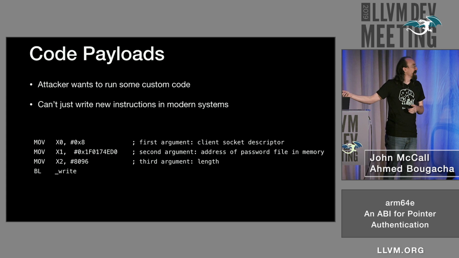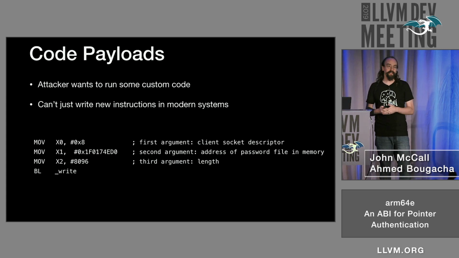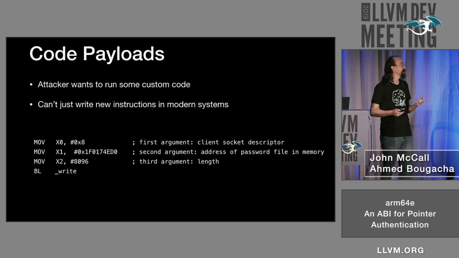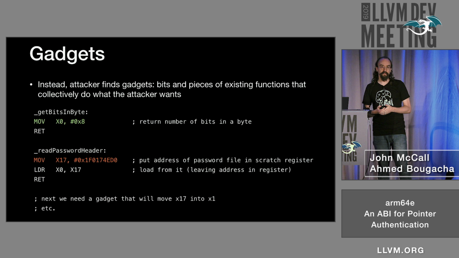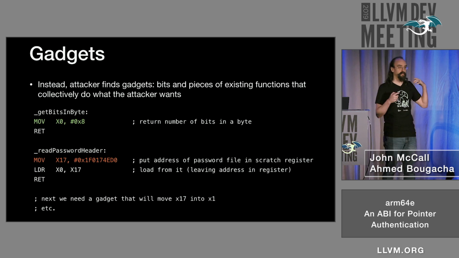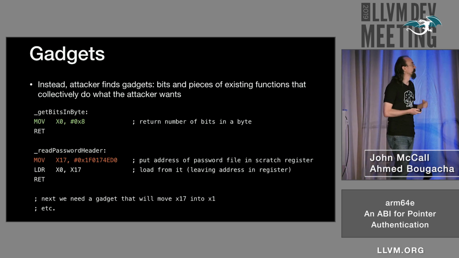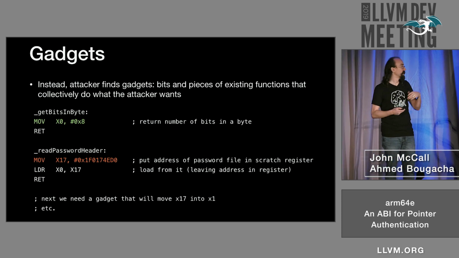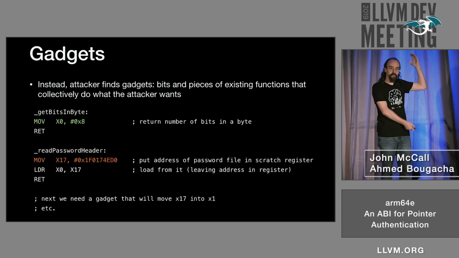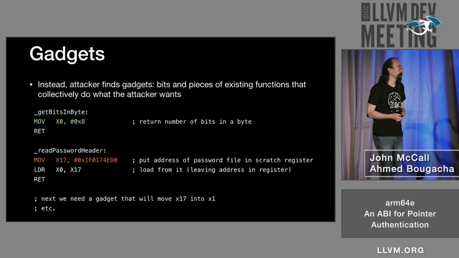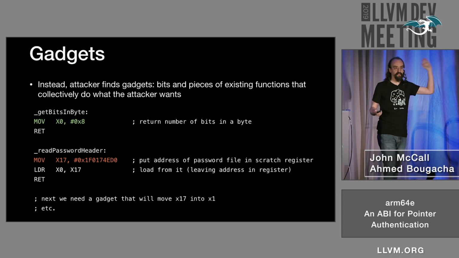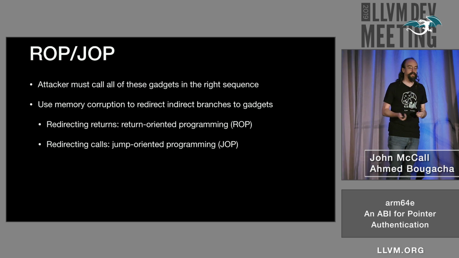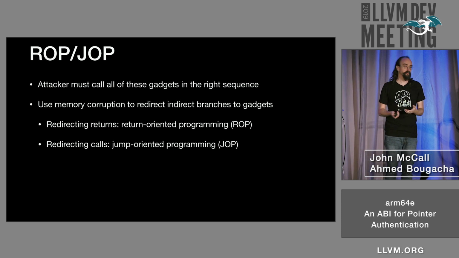So if you want to get this kind of code payload, and you can't just have it, what attackers have learned to do instead is assemble it from a bunch of different places in memory. So you have a bunch of different functions in memory. These are called gadgets. All of the gadgets do individual bits of the thing that you want to execute. And together, cumulatively, they have the effect that the attacker wants. So an attacker just finds these gadgets, and then they need to execute them in the order that they want. And in order to do that, they have to hijack some sort of control flow.